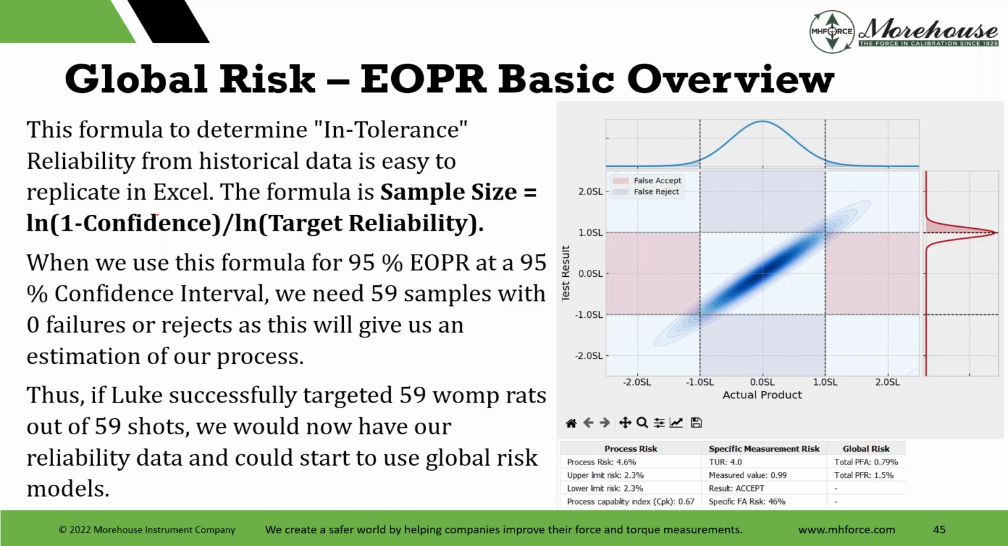Thus, if Luke successfully targeted 59 Womp Rats out of 59 shots, we would now have our reliability data and could start using these global risk models. If Caitlin Clark, basketball, makes 59 out of 59 3-pointers, then you can say, hey, there's a good chance that the next one is really going in, right? And our risk of not making it is really quite low. And that's all this is wrapped up in.